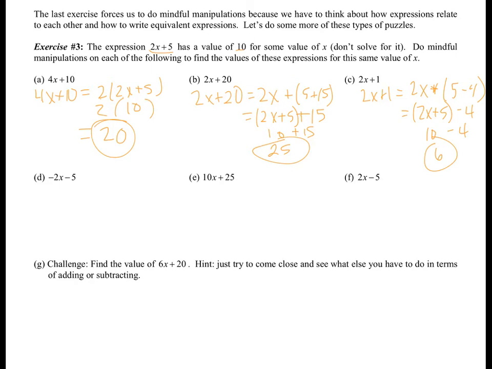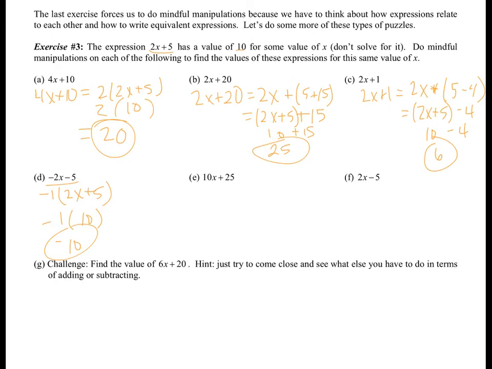The next problem is negative 2x minus 5. You might notice that there is a negative number in each one. So the 2x and the 5 are the same, but they've both been multiplied by negative 1. So negative 1 times 2x plus 5, well, that's going to be negative 1 times 10, because 2x plus 5 is the same as 10. So negative 10 is what that expression is equal to.